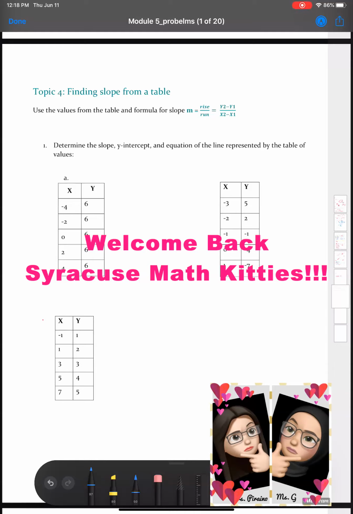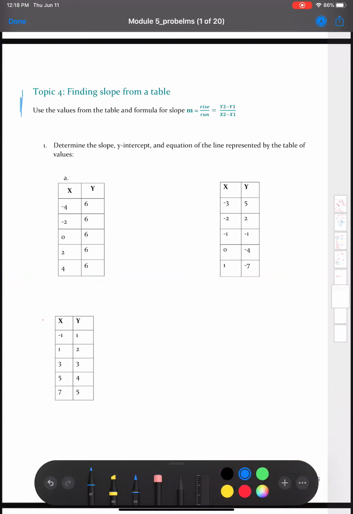This is video 4 of our module 5, which is review of linear equations. As you can see, topic 4 doesn't really have a big explanation for how to do these problems, but that is because we already did this in the previous 3 videos. All you have to do is use these tables to find the slope, and then you can use that slope to write the equation of the line that's represented by this table.